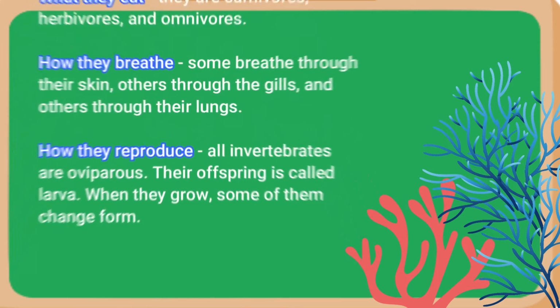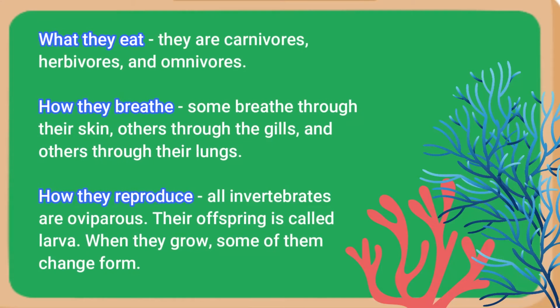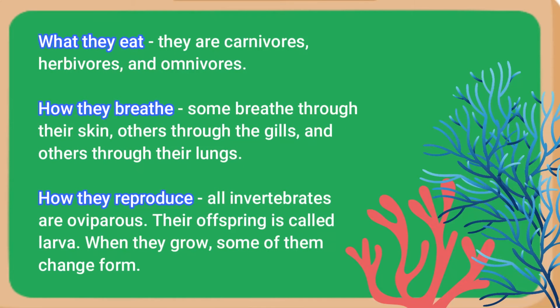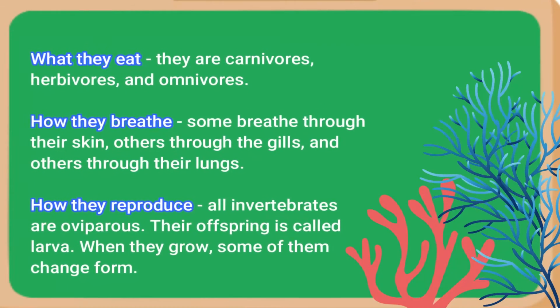Invertebrates are carnivores, herbivores, and omnivores. Some invertebrates breathe through their skin, some through their gills, and others through their lungs. All invertebrates are oviparous. Their offspring is called larvae. When they grow, some of them change form.